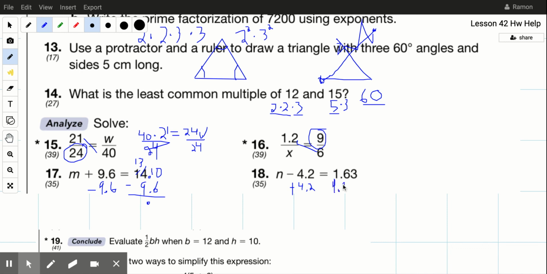4.2. Add a terminal 0. Go ahead and throw that plus sign on there as well. And make sure you line up your decimals.